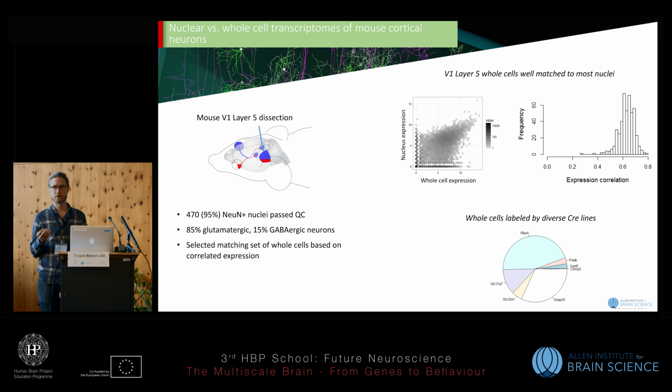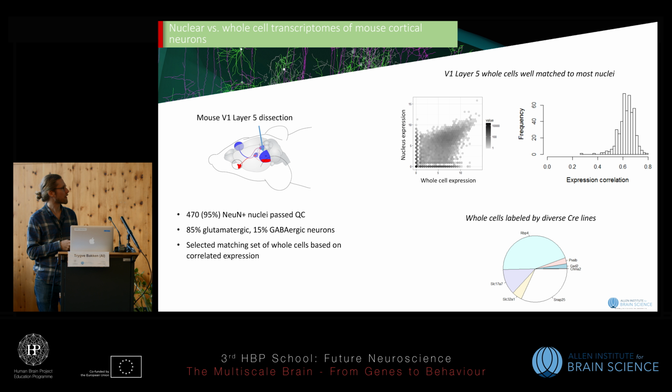And the strategy was to find a matching set of whole cells that we could then compare those nuclei to. We have the luxury of this really large whole cell data set now. It's expanded greatly from the initial study that was published with 1,600 whole cells. So we had about 2,500 whole cells dissected from layer 5 that we could then match to these nuclei.